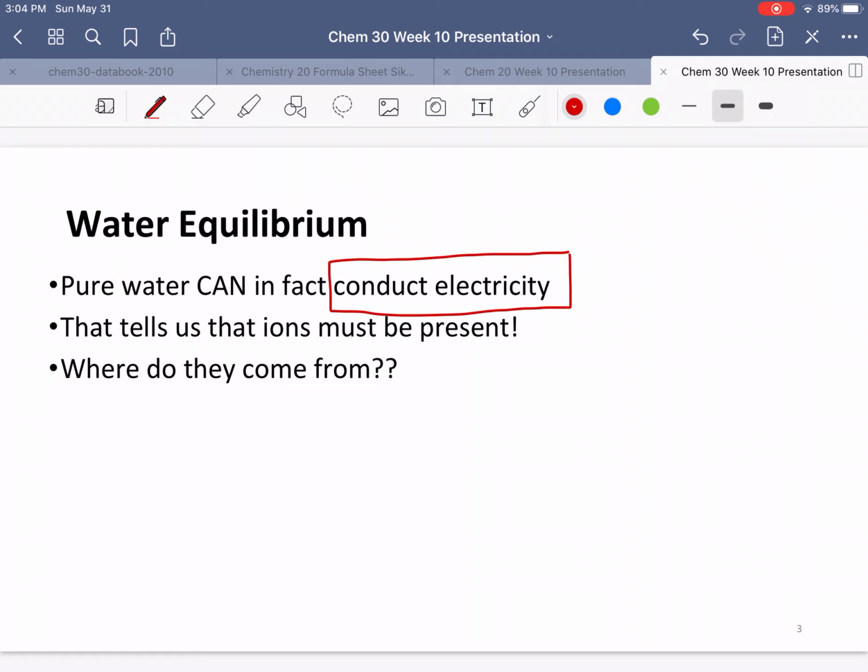Now, the only way that anything conducts is if ions are present. So that means that in some way, shape, or form, water must have ions. And I'm not talking about impurified water. I'm talking about pure as it can be, the pure substance, water liquid, H2O.